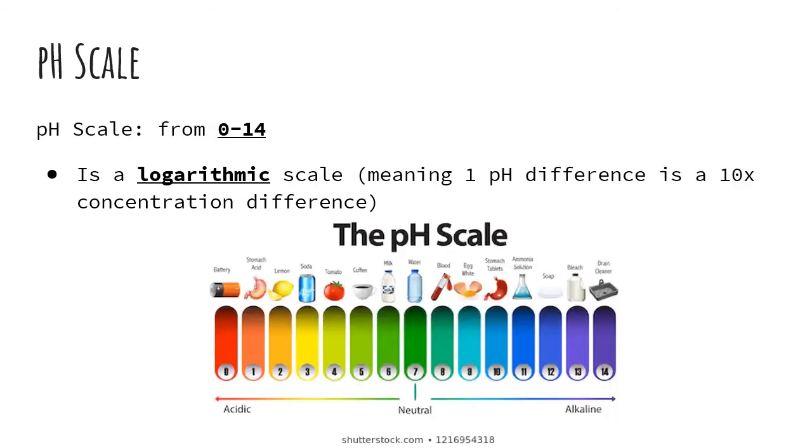So the pH scale goes from 0 to 14. So 7 here is neutral. Anything lower than 7 is acidic. Anything higher than 7 is basic. This word alkaline is just another word for basic. One thing to remember, the pH scale is logarithmic. So that means if you have one difference in pH, like if you go from 5 to 4, that was a 10 times difference in your concentration.